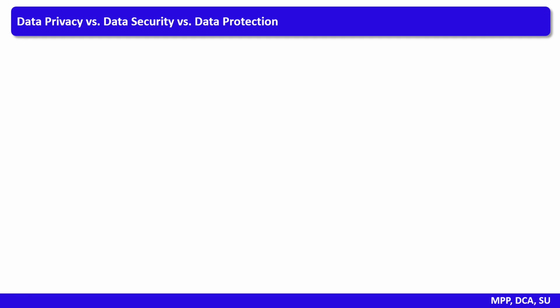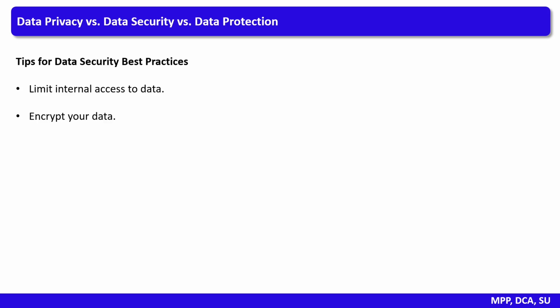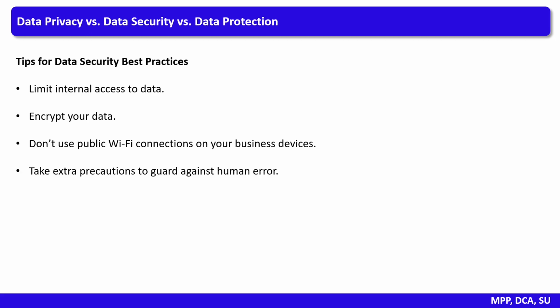Now let us discuss some of the important tips for data security best practices. Limit internal access to the data. Perform data encryption as and when required. Don't use public Wi-Fi connections on your business devices. And take extra precautions to guard against human error.